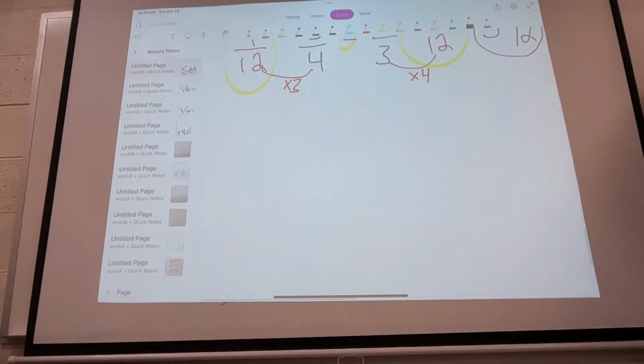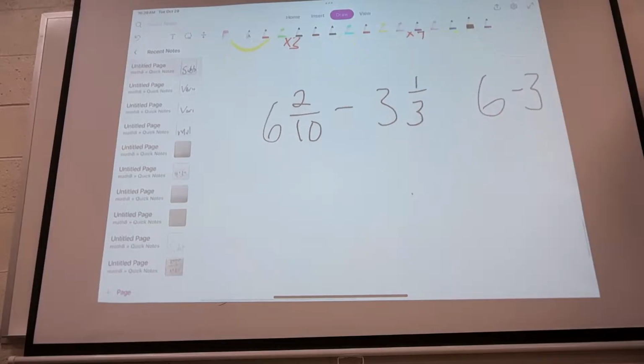All right, number 9. 6 and 2/10 minus 3 and 1/3. I'm going to take out my 6 minus 3. 2/10 minus 1/3. What am I going to change my bottoms to? 10 and 3. What's that? 30? Change them to 30. There you go. Change them to 30.